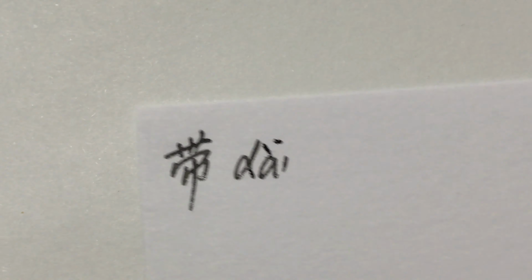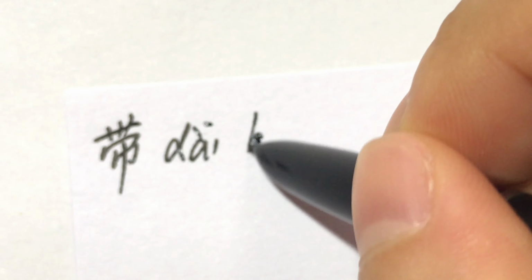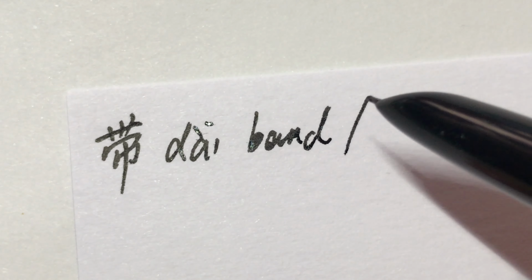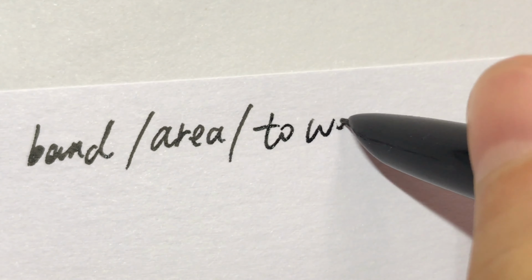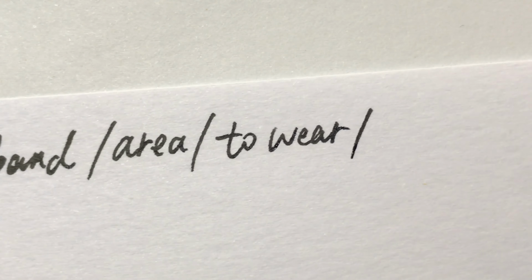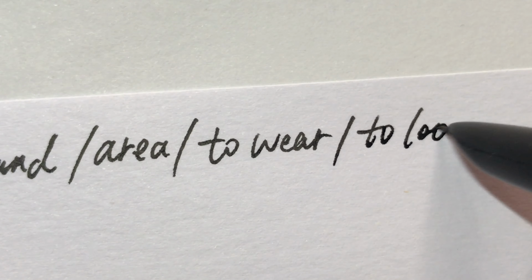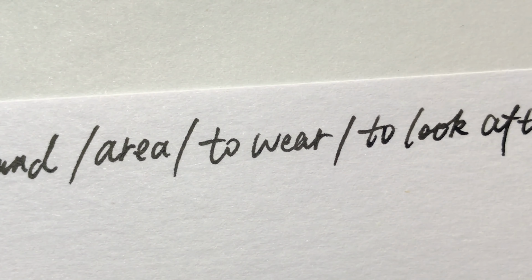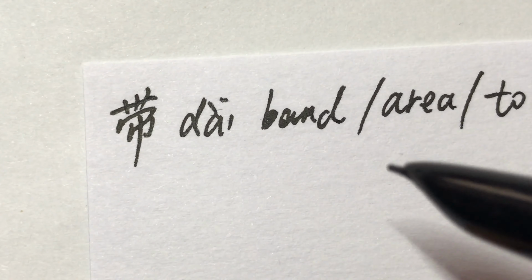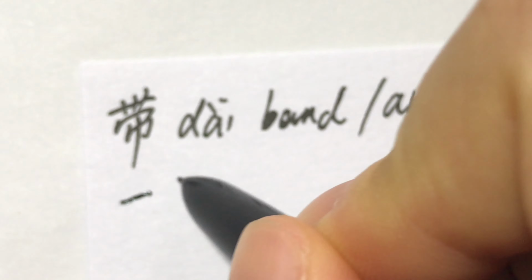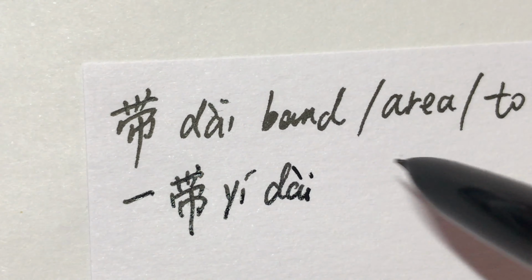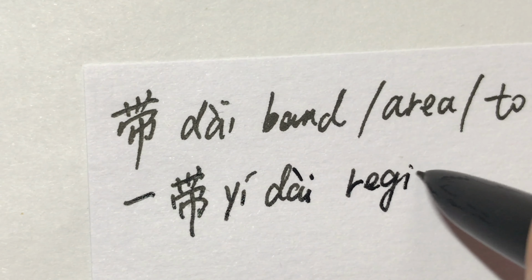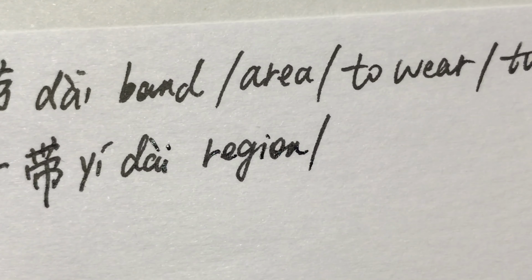Dai, band, area, to wear, to look after, for example, 一带 region, district.